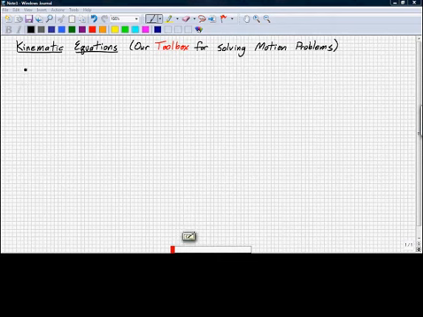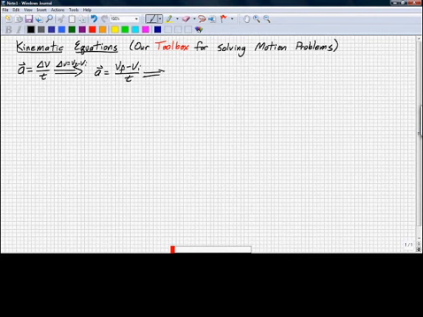For our first equation, we're going to start off with our definition of acceleration, which we know is our change in velocity over time. And we know that delta v equals v final minus v initial. So acceleration equals vf minus vi over t. We multiply both sides by t. At equals vf minus vi. We can add vi to both sides and say that v final equals v initial plus at. Straight from the definition of acceleration, we get our first equation.